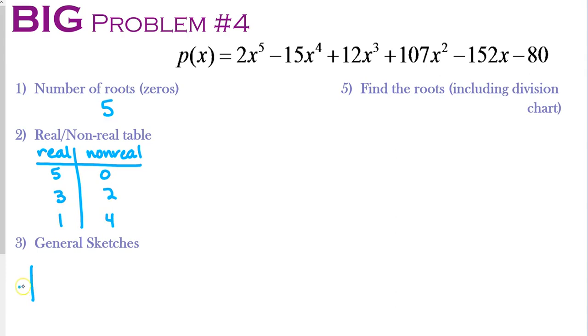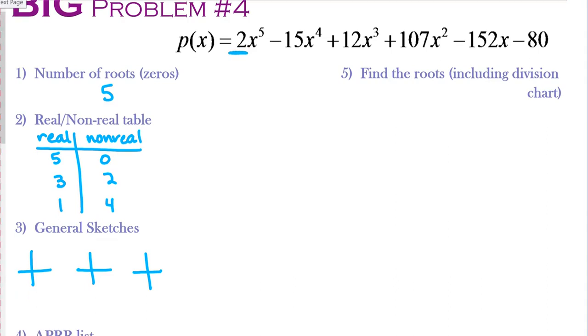So since we have 3 rows there, we're going to make 3 general sketches. And because we have a positive leading coefficient, positive 2, our curves are going to look like they have a line with a positive slope. So the end behavior will be like a line with a positive slope where it's going up: 1, 2, 3, 4, 5, 1, 2, 3, 1.